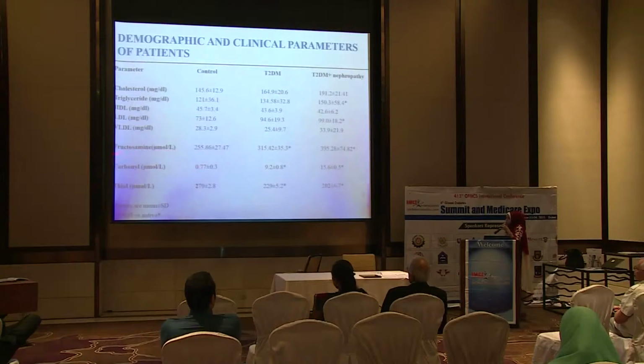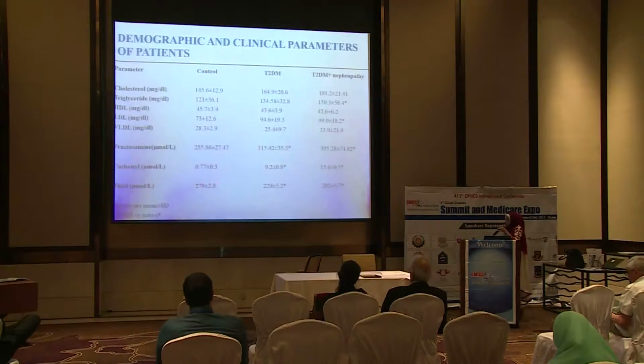We determine the fructosamine level. This is an early glycated product, and it is also very high in the nephropathy patients, and it is also high in diabetic patients without complication in comparison to the healthy control. And carbonyl content is also high in diabetic patients, and thiol group is reduced in comparison to the healthy in diabetic nephropathy patients.